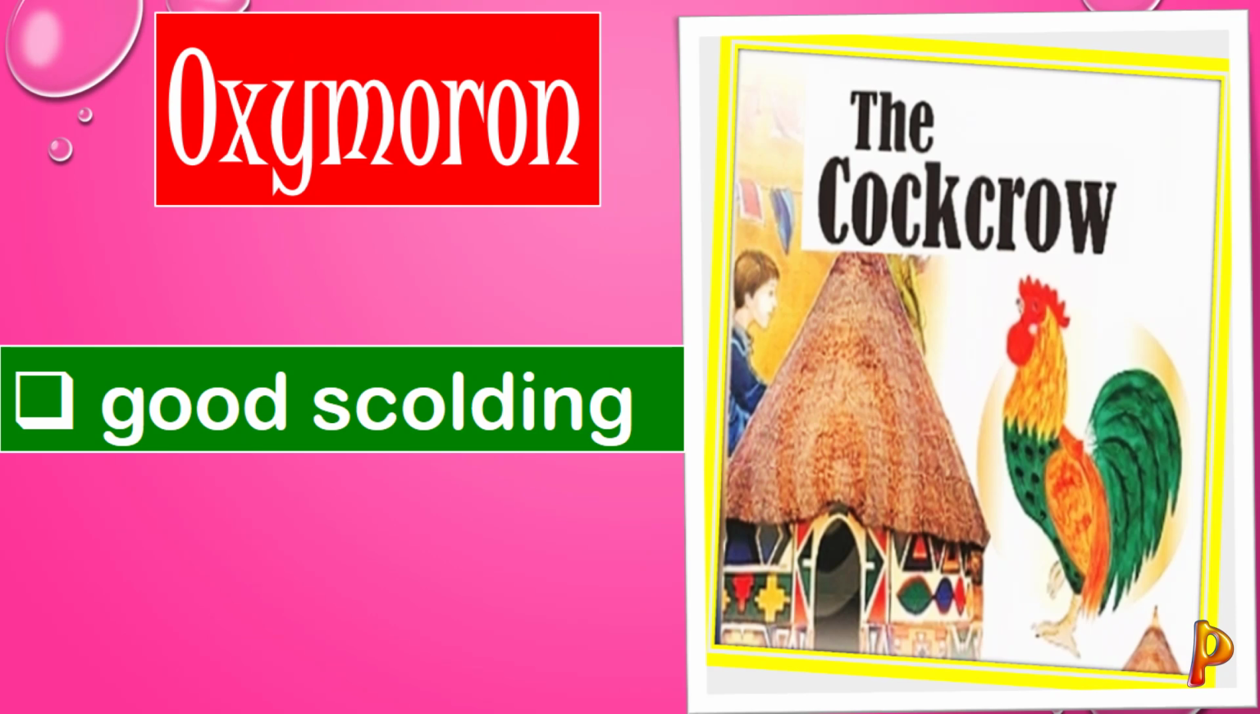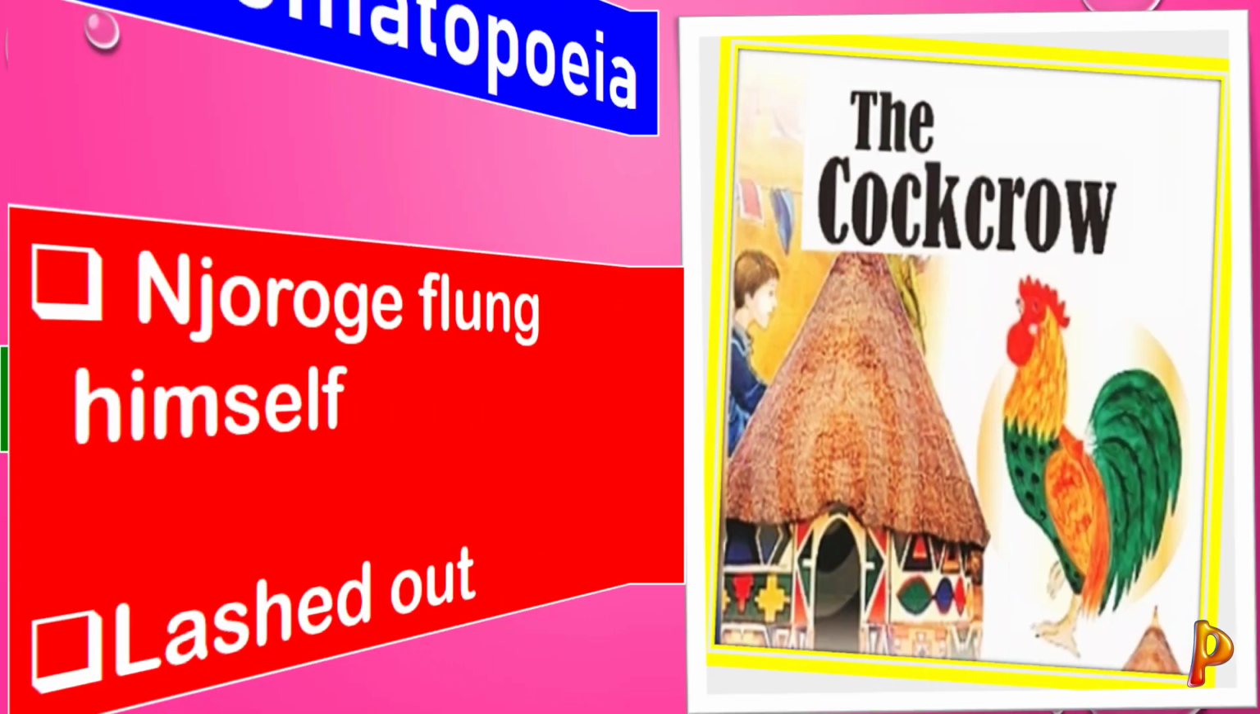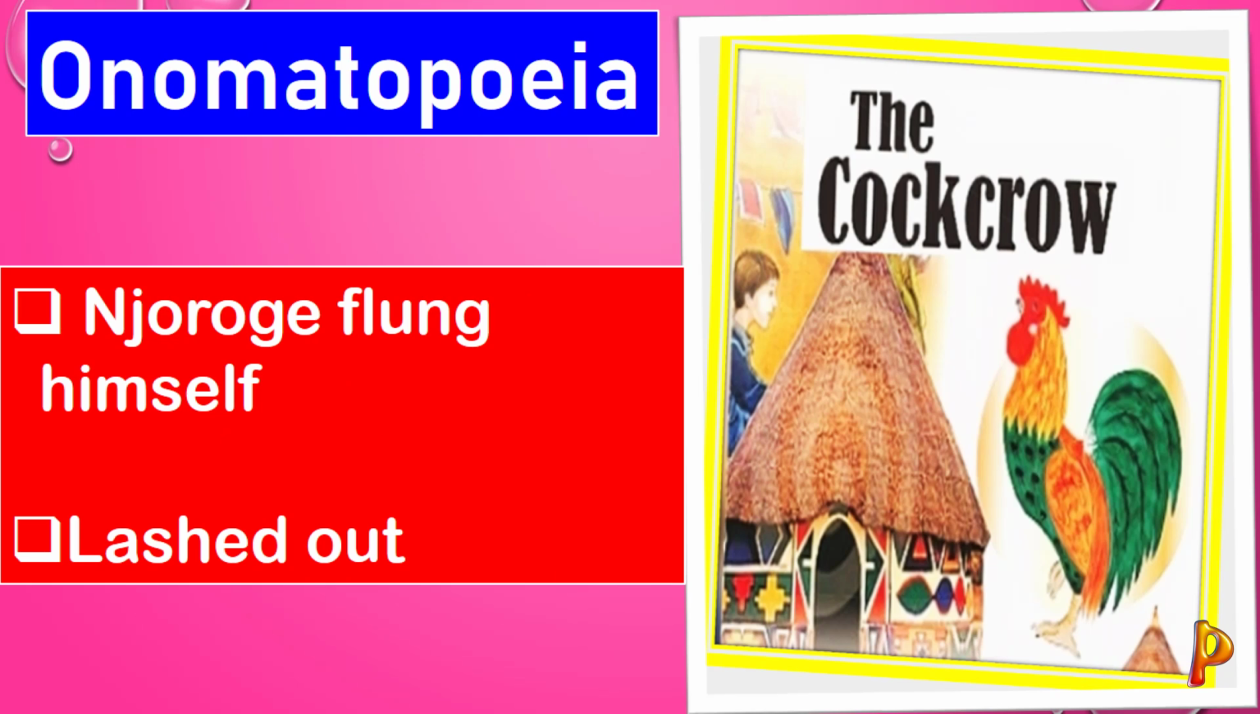Oxymoron. Here, the writer used two contradictory words, good and scolding. Onomatopoeia. Njoroge flung himself. Lashed out. These are all sound devices. Flung, lashed out.